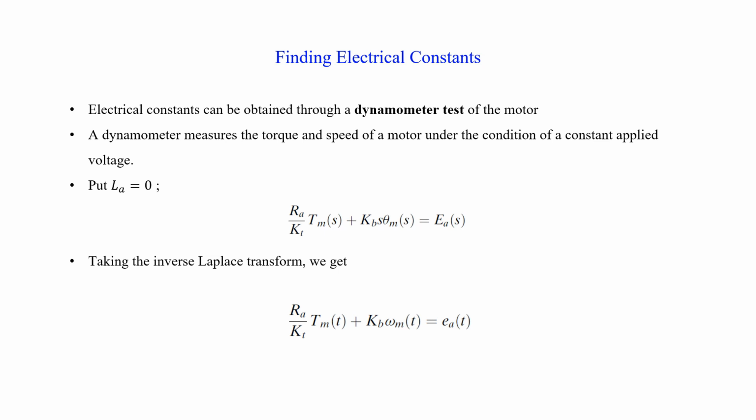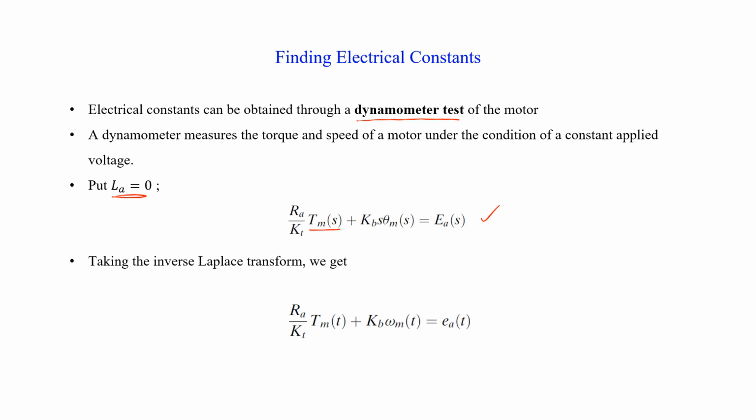The electrical constants can be obtained by a dynamometer test in which we apply a constant voltage to the motor and the dynamometer measures the torque and speed of the motor. So as we have already considered La to be 0, put La equals 0 into the original equation before putting the value of Tm. So we will get this equation.